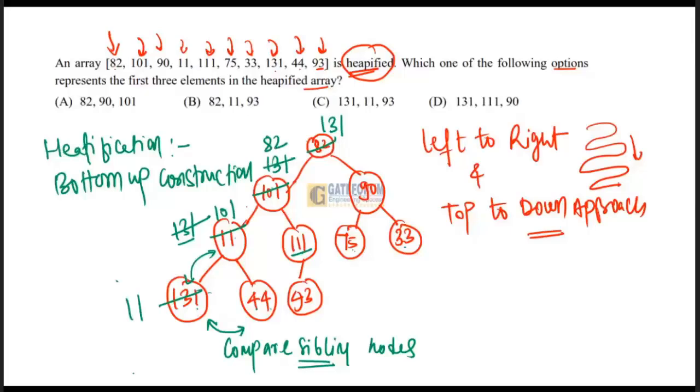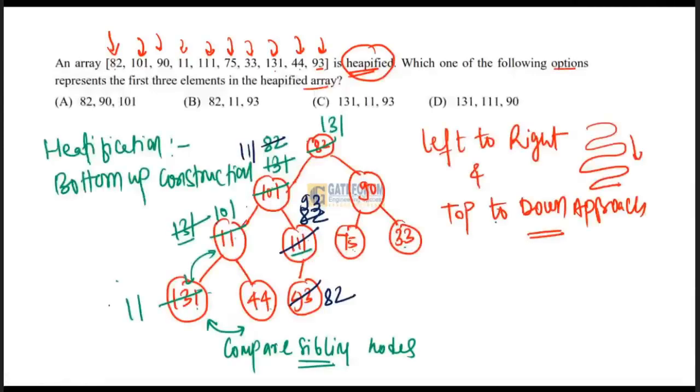But it is not up to that. Why? Because I again need to verify whether this 82 is greater than 101 and 111 or not, but it is not so. Out of 101 and 111, which one is greater? 111 is greater. So I need to replace this 111 with 82, and 82 will be here. Now 82 is again lesser than 93, which is not possible. So one more swapping will be there. This 82 will be replaced, then 93 will be here.